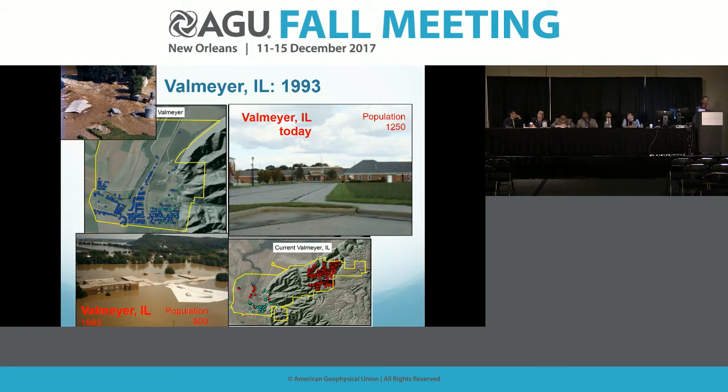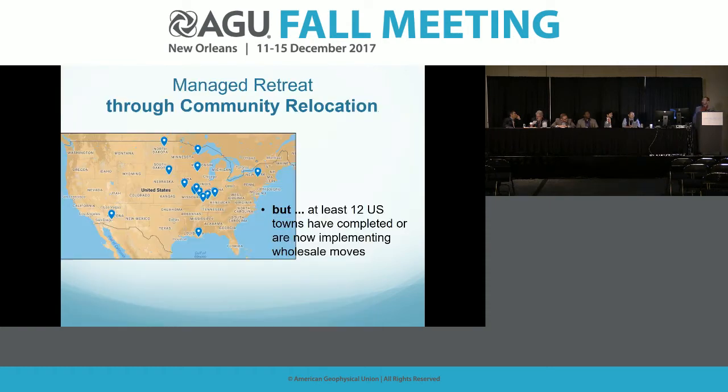The alternative, or one alternative to that, is community relocation. So some of you may be familiar with Valmeyer, Illinois. This is a town at the time of just about 1,000 people that was catastrophically flooded by the Great Midwestern Flood of 1993, and almost its entire population moved up onto the bluff tops, about 300 feet higher in elevation, out of harm's way. In fact, this is one of about a dozen wholesale community relocations that have taken place across the U.S., have been completed or are now being implemented or in advanced stages of planning.